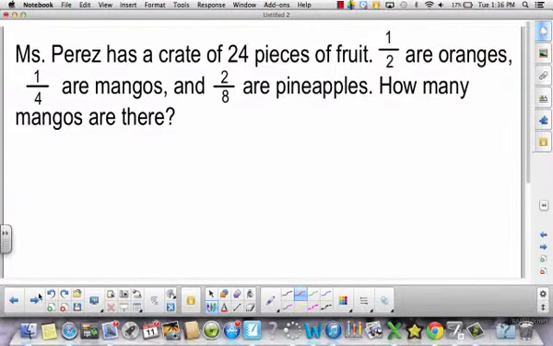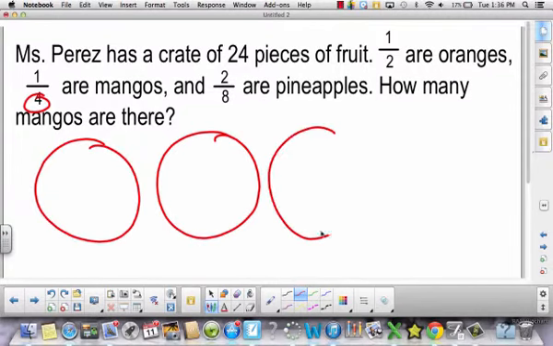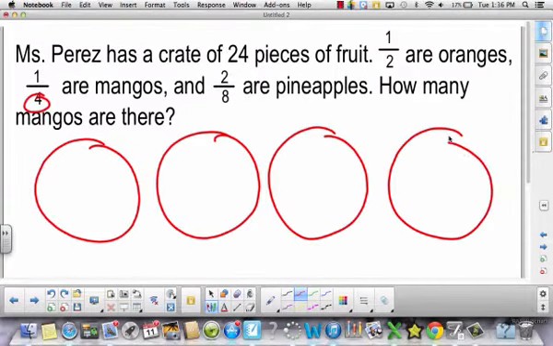Let's look at the second part. Now we're being asked how many mangoes are there. Again, I'm going to look at the denominator, or the lower number in the fraction, and it's going to tell me that there are 4 groups this time. So I'm going to draw my picture of 4 groups, and I'm still putting 24 pieces among those 4 groups. So my expression would be 24 divided by 4.